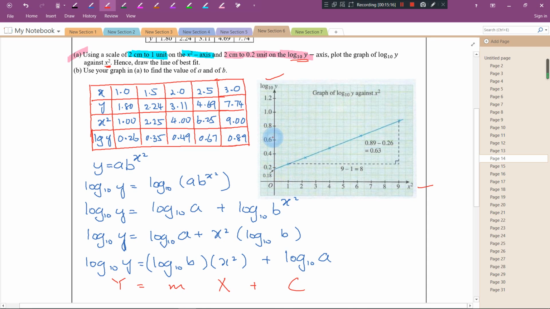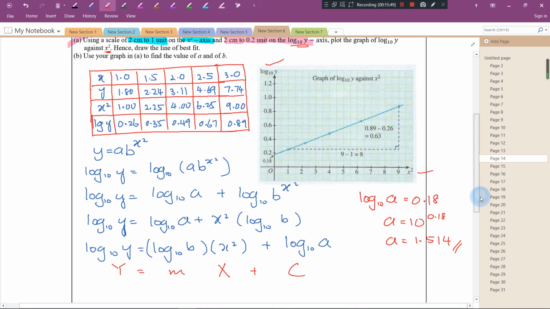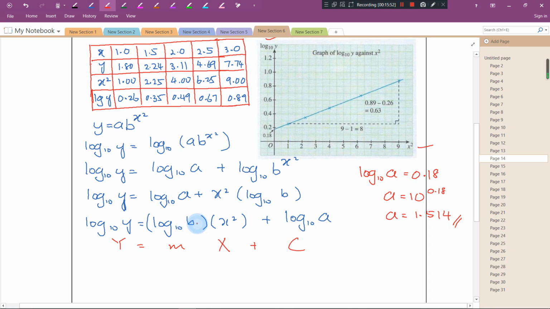Okay, let's get the value of a first. Log base 10 of a is the y-intercept. From our graph, we know the y-intercept is 0.18. Here you can use a calculator to tell you a is equal to 10 raised to the power of 0.18. Just press the calculator, 10 to the power of 0.18. 1.514.